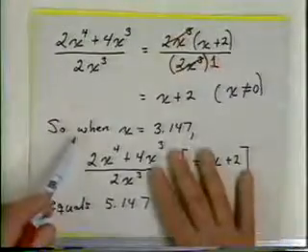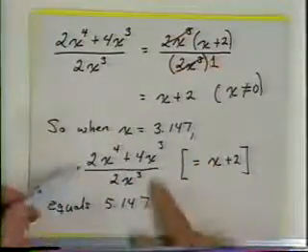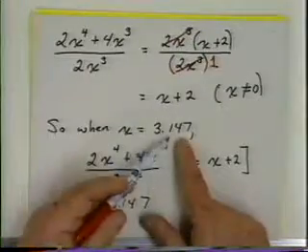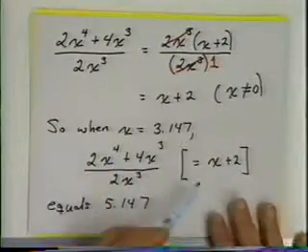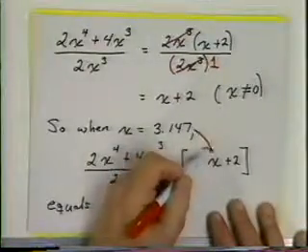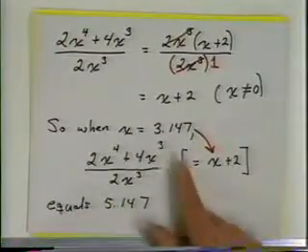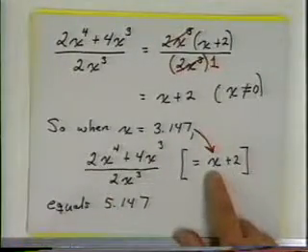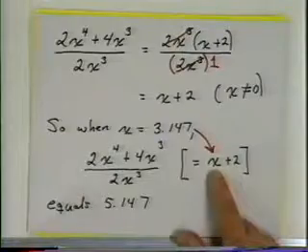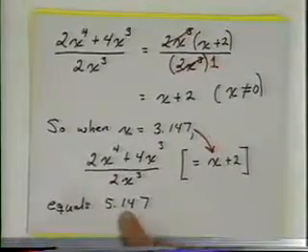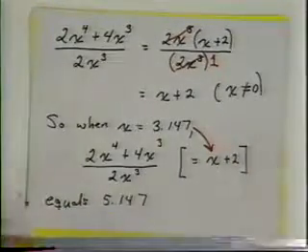So if somebody says to me, evaluate this expression here when x is 3.147, all I have to do is replace x by 3.147 in here, and that just says what? Take 3.147, add on 2, that's 5.147, and that's the answer. And you see, again, what we're saying?